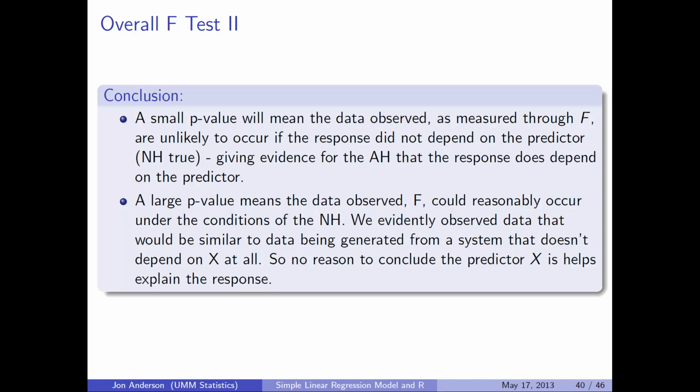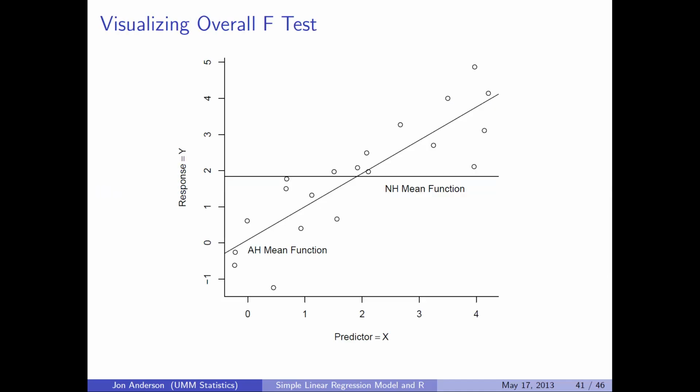A small p-value is going to mean that the data is really incompatible with that null hypothesis and will suggest evidence that there's a relationship. A big p-value is going to mean that the data we've observed could quite reasonably be from a data system that doesn't have any relationship. And so we can't rule out a no relationship data system.